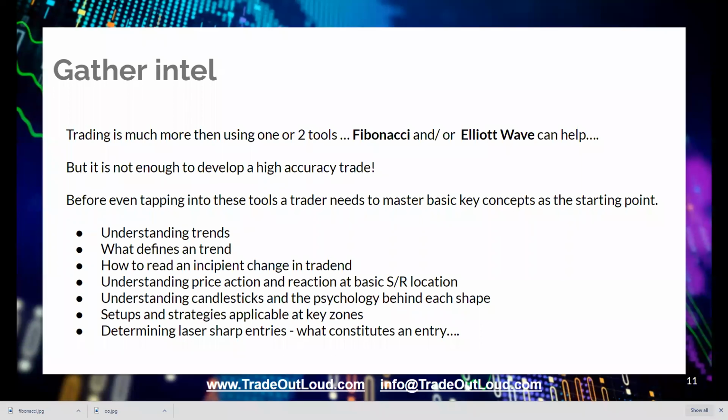Like number one, understanding the trends. What defines the trend? How do you know the definition of a trend? I'm going to ask you right now. There are so many people in the room, and I want to read a lot of answers. What defines the trend? How many higher highs and how many higher lows do you need to have in order to have a confirmed uptrend? Can you type it here in the room? 1, 2, 3, 4, 5.